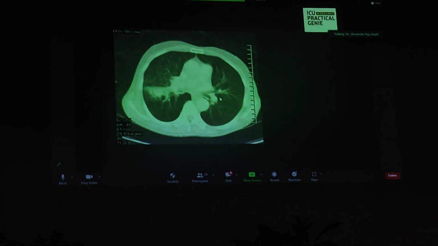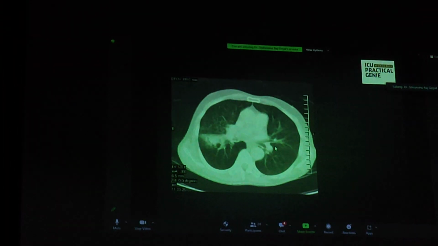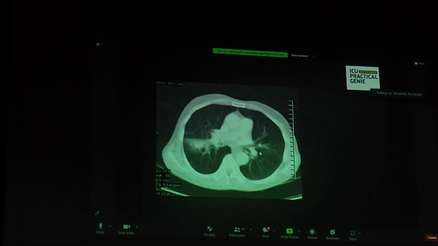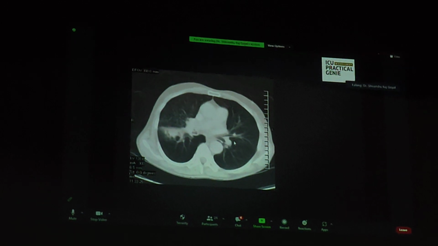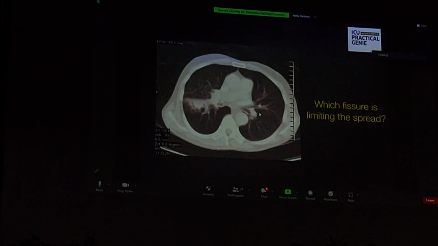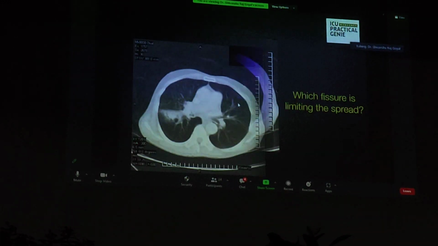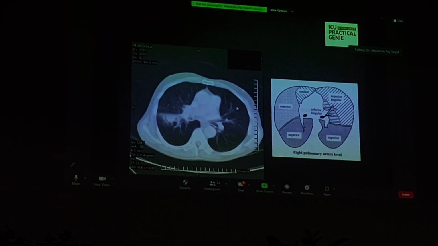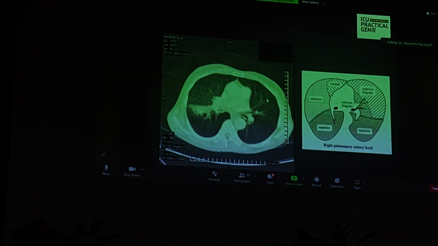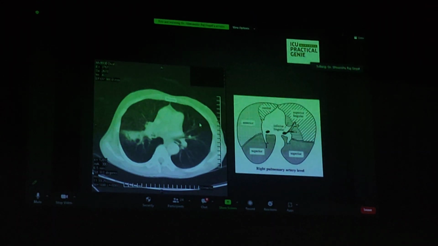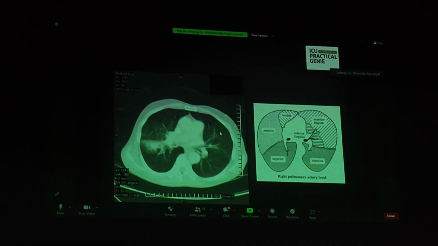Now, looking at this particular X-ray, taken at a particular level, what opacity are you seeing and what fissure is limiting the spread? So this fissure is dividing the upper lobe and the lower lobe. Any fissure which divides the upper lobe and the lower lobe is the oblique fissure. And the opacity is limited to the lower lobe at the right pulmonary artery level. That means there is a pneumonia in the superior segment of the lower lobe.